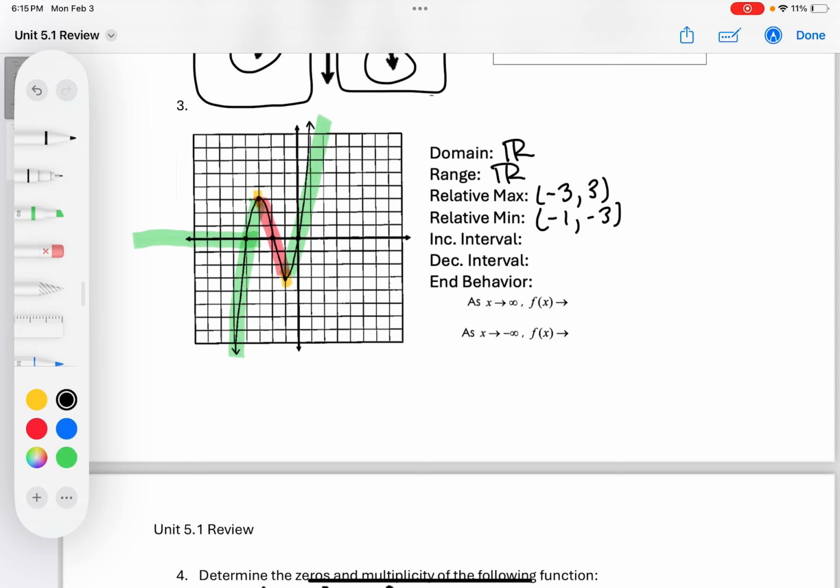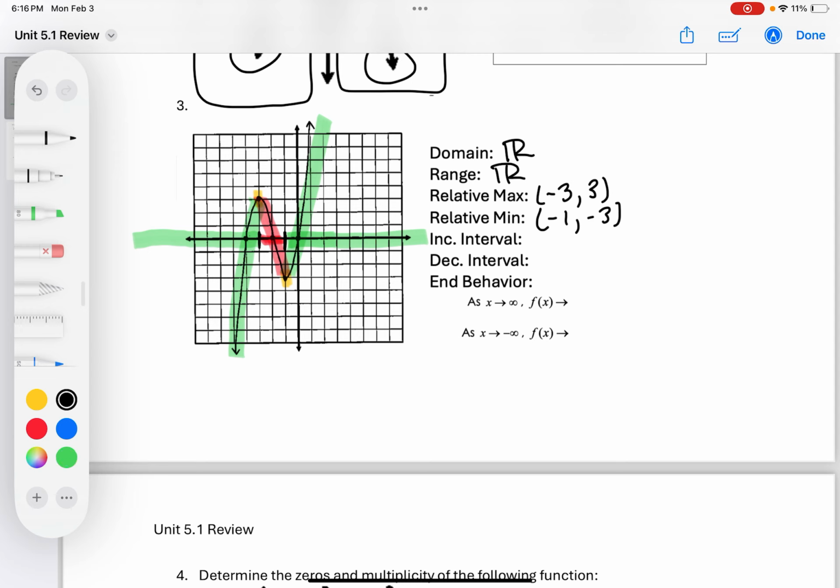And then let me put a little line right there. Okay, it is negative from this spot to that spot. Let me put a little tick mark right there. Okay, and then it is positive again all the way right there. So let's go ahead and write those intervals.